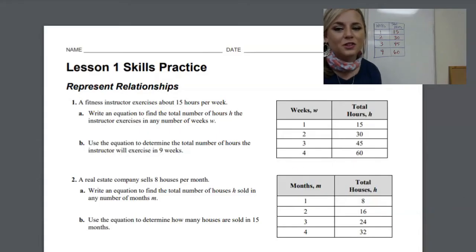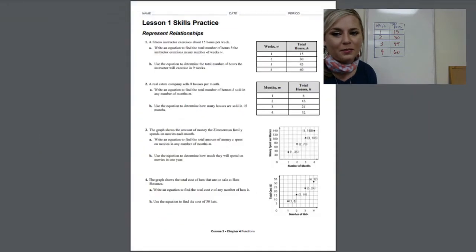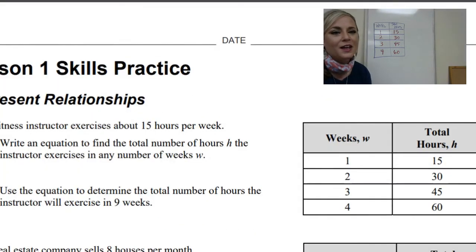All right, guys. So this first one we're going to look at, let me get it bigger. Oh, here we go. This is in your textbook. So if you feel like you want to look along, you can get in your textbook, chapter 4, lesson 1, Represent Relationships, and this is extra practice. So you'd find it in worksheets under extra practice.